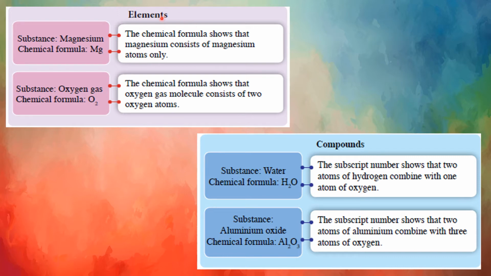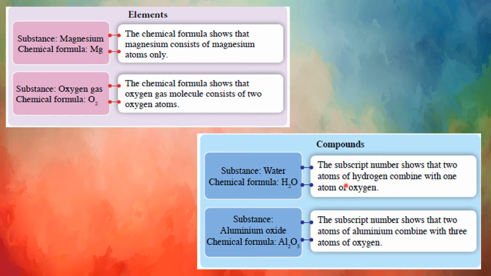So look at the elements. The first one is magnesium and the chemical formula is Mg. So it shows that magnesium consists of magnesium atoms only. For the second one, oxygen gas, the chemical formula is O2. So it shows that an oxygen gas molecule consists of 2 oxygen atoms.